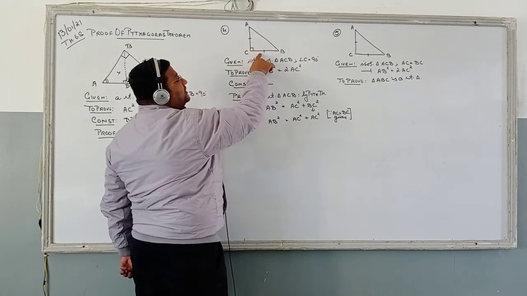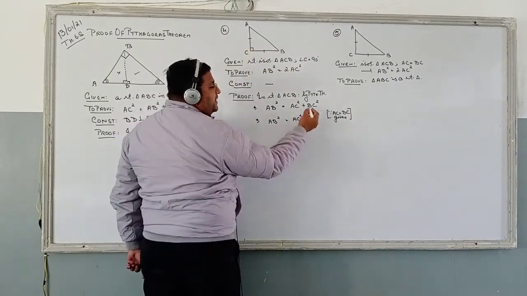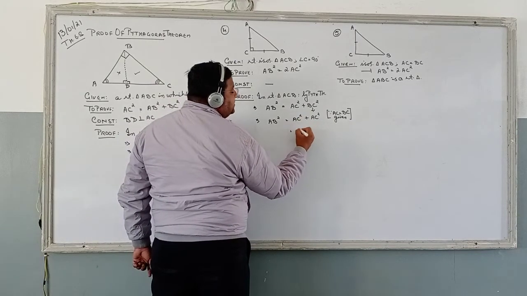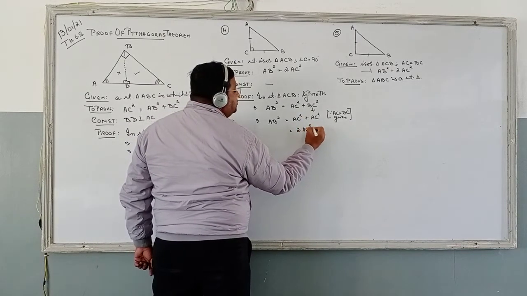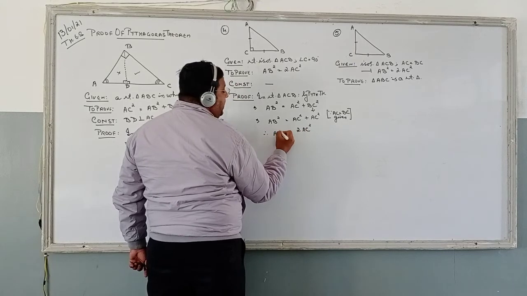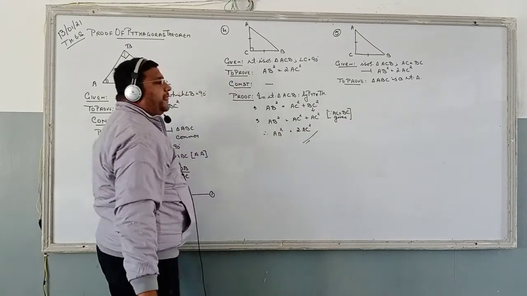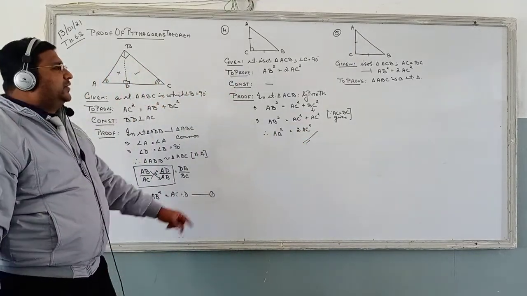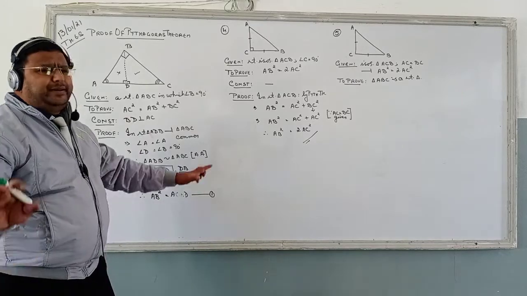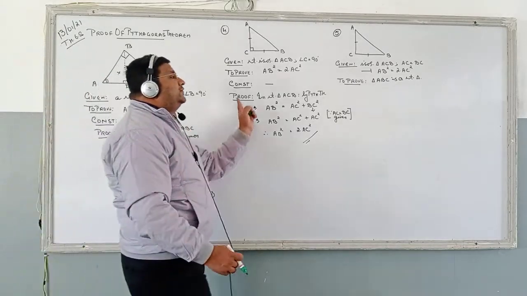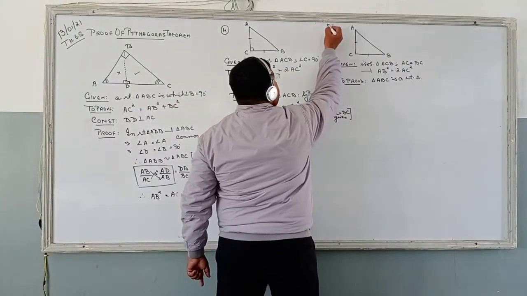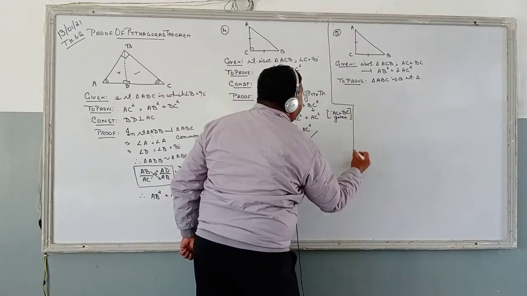It is an isosceles triangle. So BC is changed to AC. AC square plus AC square, twice of AC square, is equal to AB square. Hence, simple. This question might be asked in 2 marks. Might be, not necessarily. Converse of this is over here. Converse of this, exactly converse.